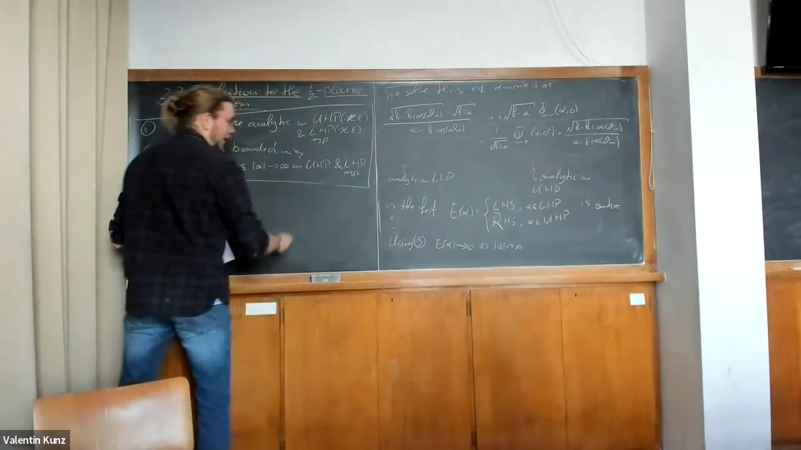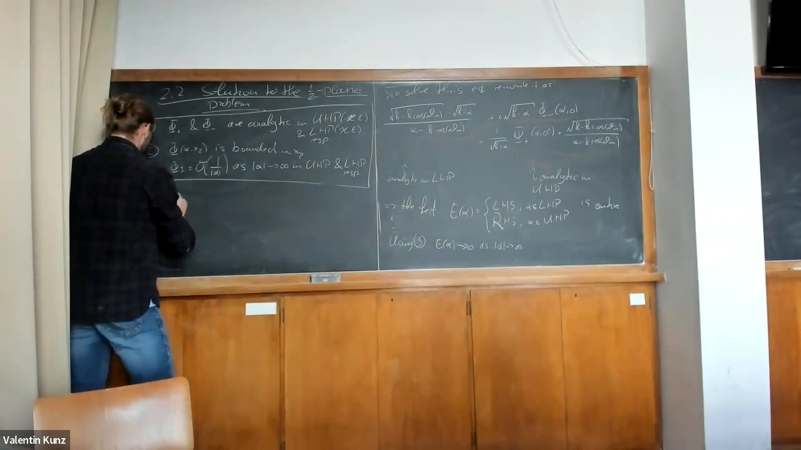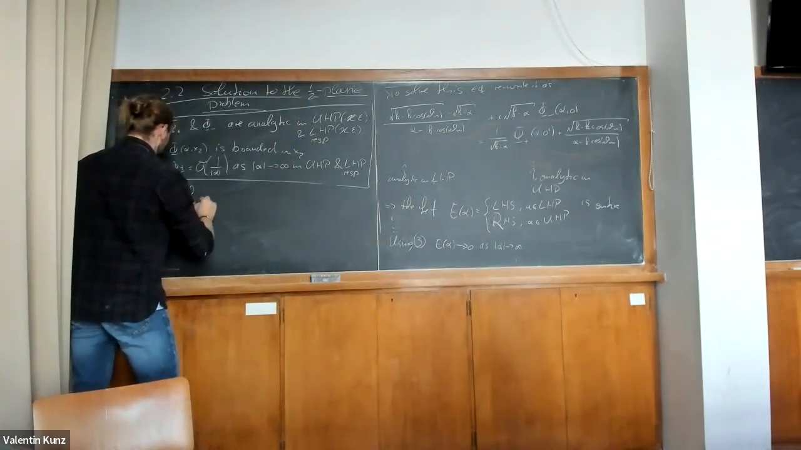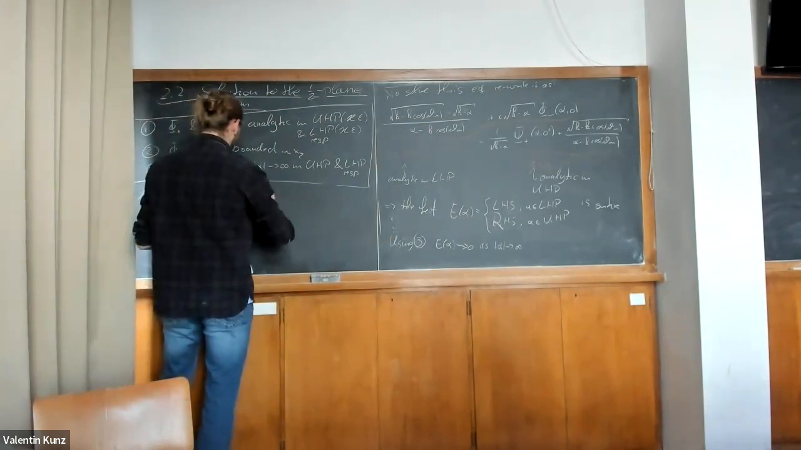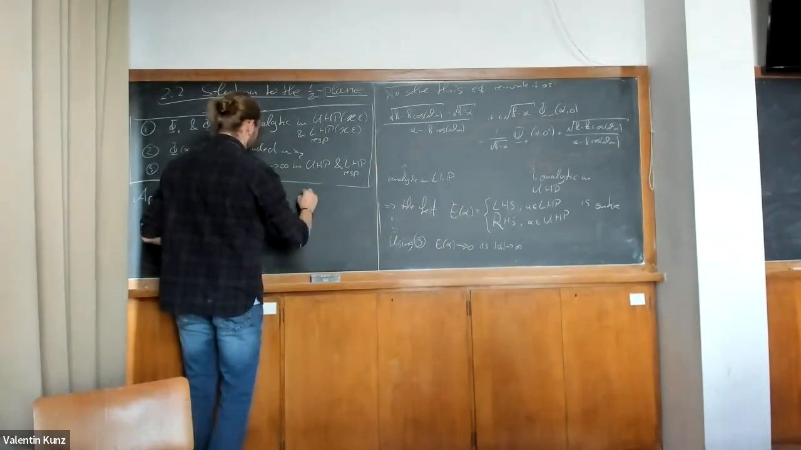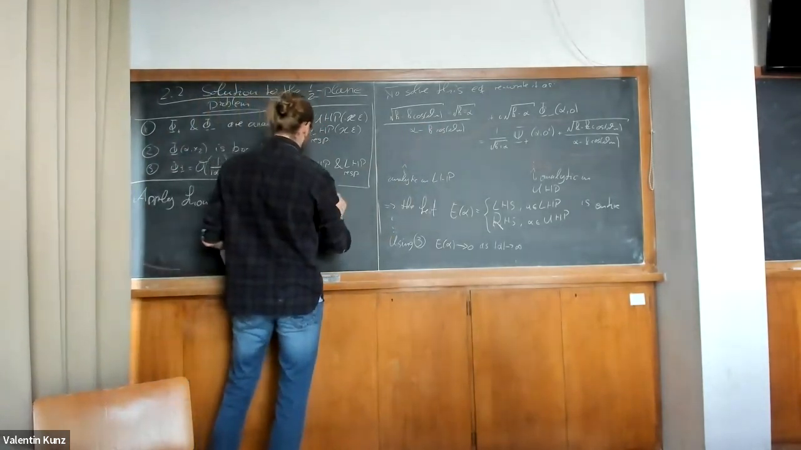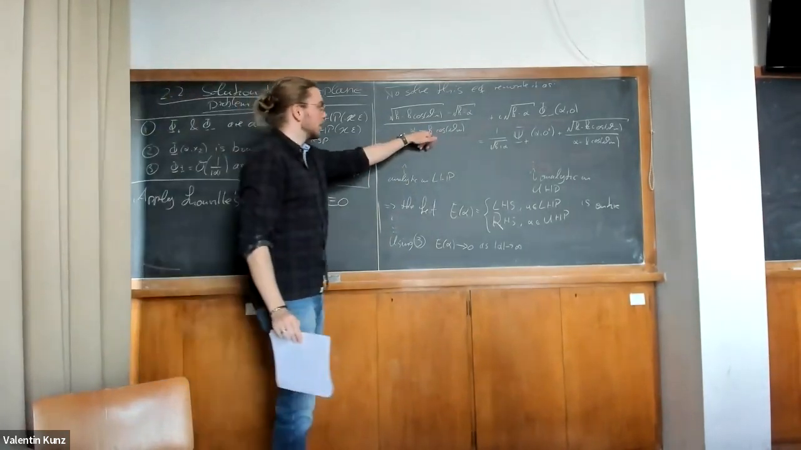Right. So, but now we are done. So now, the value is zero. So we find that it must be equal to zero. So that is equal to zero.